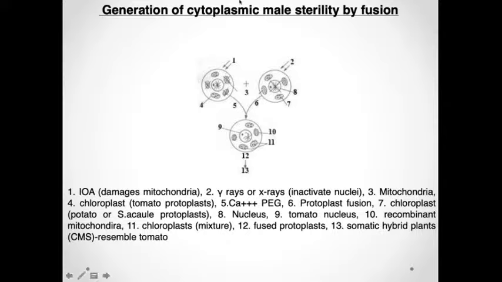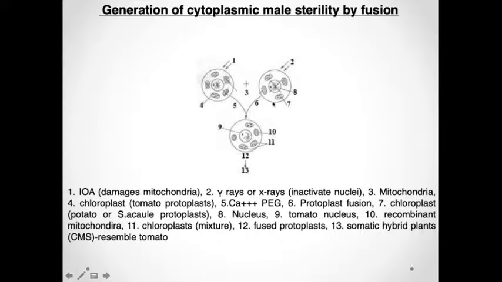So this is how it is shown to you now. You have one plant here, tomato, and another one, the Solanum. In the first case, you damage the mitochondria with iodoacetamide. In the second case, you inactivate the nuclei by gamma or X-rays. Then you fuse them together, with the mitochondria and chloroplasts of each of them. Then in the fifth step, you add calcium plus PEG, and protoplast fusion of both happens.